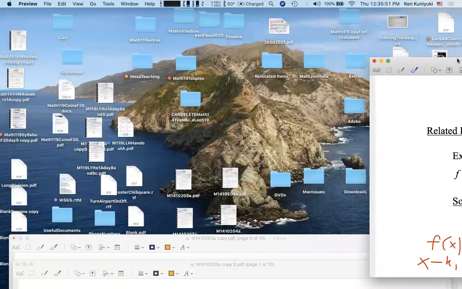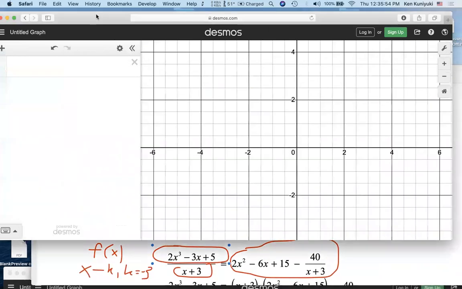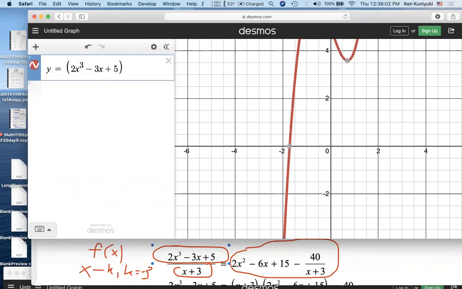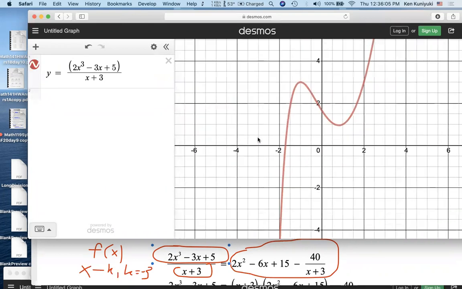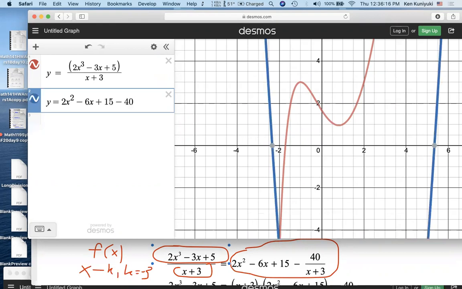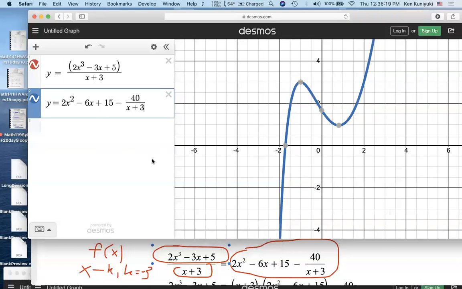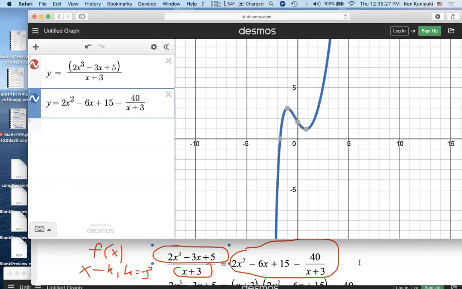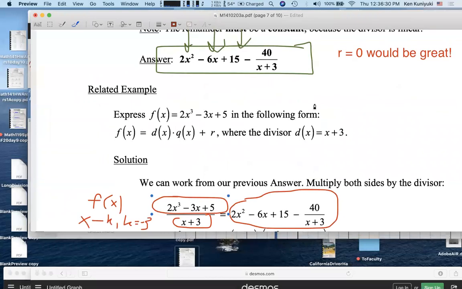Let's actually try this out on Desmos. Let's see if Desmos agrees with this. All right, so on the left side, y equals the quantity 2x cubed minus 3x plus 5 all over x plus 3. On the right side, y equals 2x squared minus 6x plus 15 minus 40 over x plus 3. And it looks like we match up. How do you like that? Again, not a proof, but pretty convincing. So it looks like the left side is equivalent to the right side, visually.